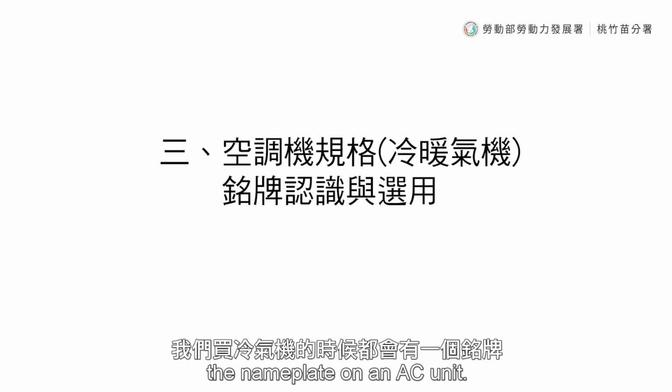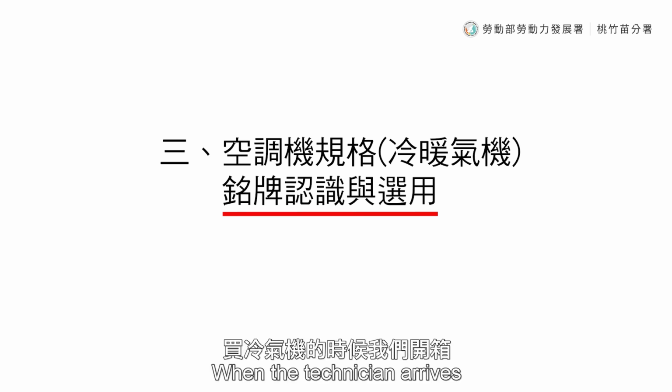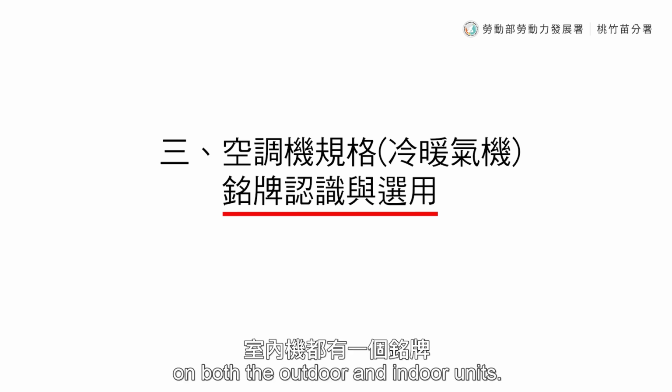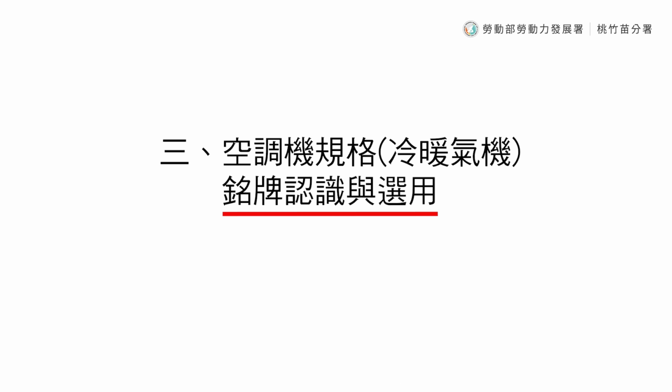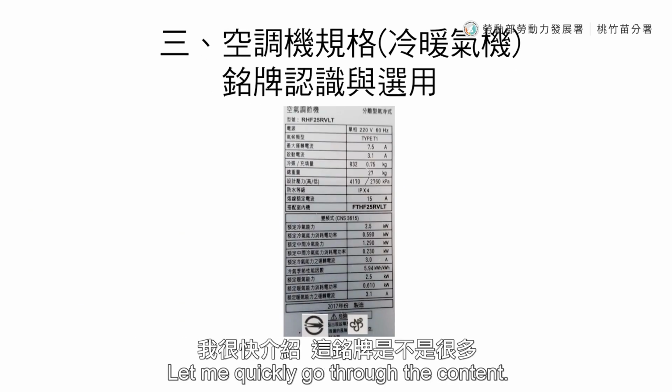Next, I will talk about the nameplate on an AC unit. It's on the side of the unit. When the technicians arrive with a new AC and open the box, there will be a nameplate on both the outdoor and indoor units. You must learn about the nameplates. Let me quickly go through the content.